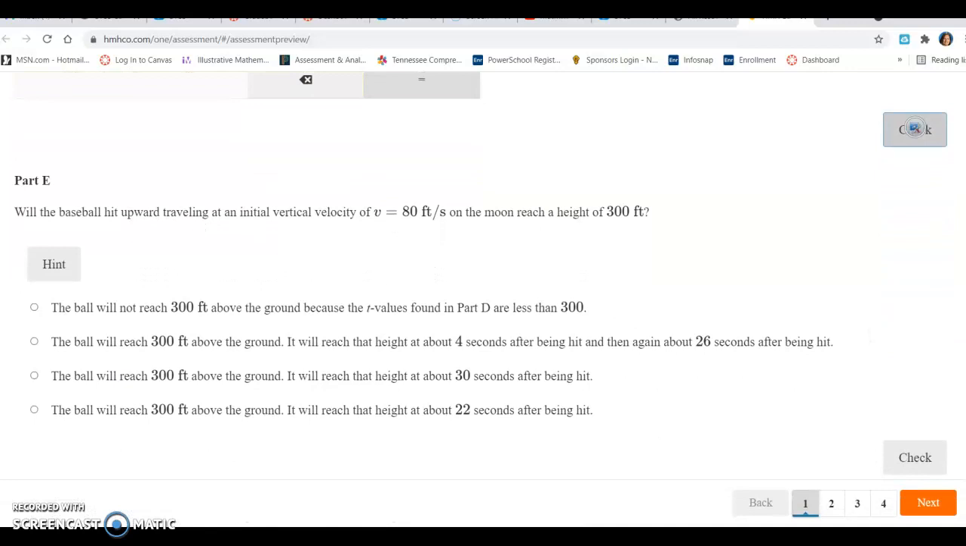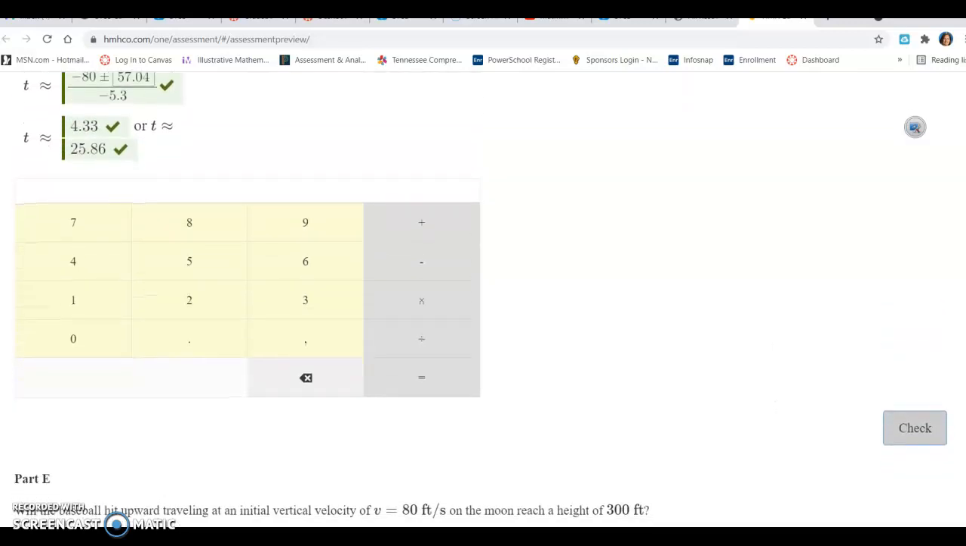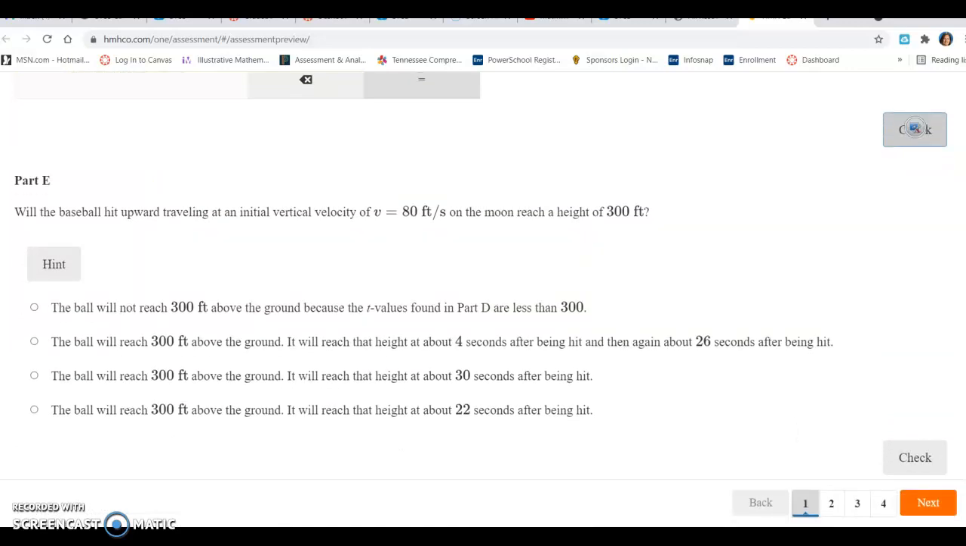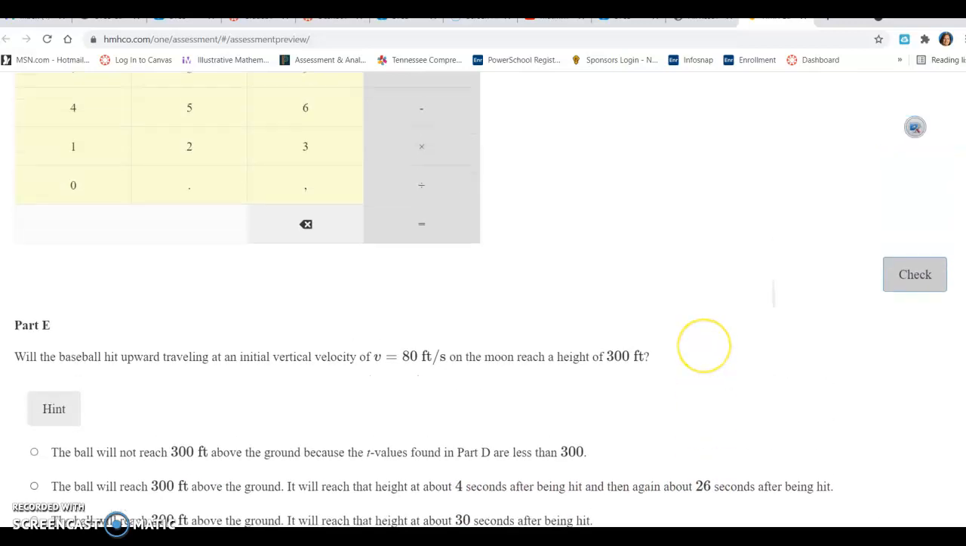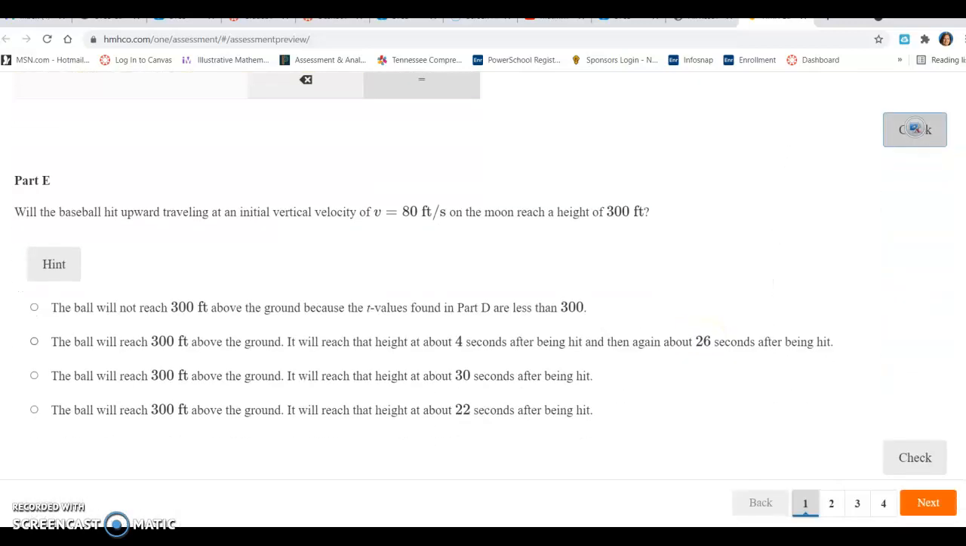All right, it says, will the baseball hit upward traveling at an initial velocity of 80 feet per second on the moon reach a height of 300 feet? Well, we can see that it has 2 real solutions here. 4.33 and 25.86 are both positive numbers, so that's going to tell us that it does reach a height of that. So the ball will reach above the ground. It will reach a height at about 4 and again about 26. So you can see 25.86 is about 26.